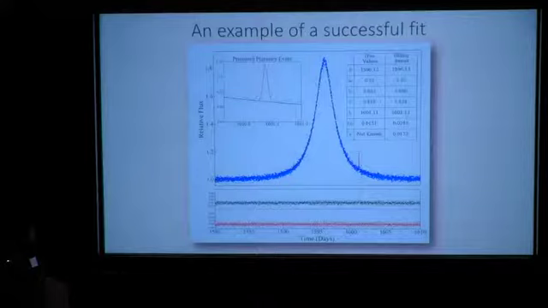Here's an example of a successful fit in our set of light curves. You can see that the planetary perturbation has been well described by the Gaussian curve, and we have been able to estimate the parameters, and they're very close to the true parameters.